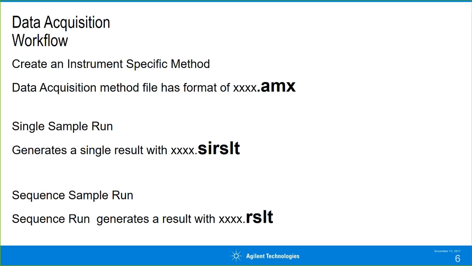Okay, so for data acquisition, we're going to create an instrument with a specific method. All right. Again, it may sound obvious, but you have to have a method with certain parameters when you want to acquire your data, right? That's specific to your application. So with this software, you have a suffix that is AMX, and that is for acquisition method.